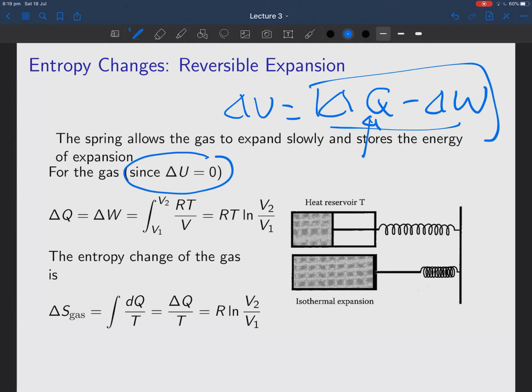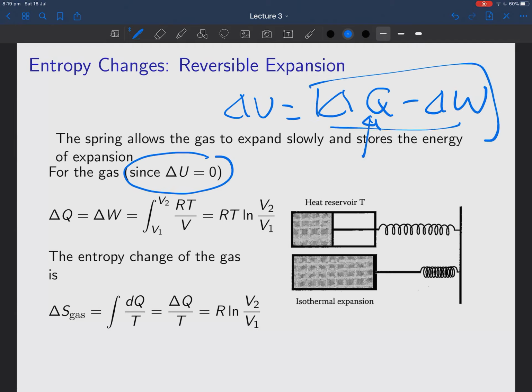W is the work done by the gas, and it's just P dV. So there should be a dV here in this integral. And when you do that from V1 to V2, you just get RT log V2 over V1. So that's how much heat is absorbed by the gas, and that's also the work done by the gas, because the energy doesn't change.